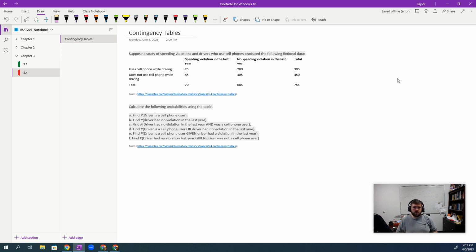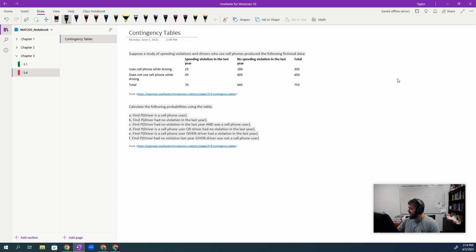Now we can use this two-way table to calculate probabilities. So first one, find P of driver is a cell phone user. So the probability that a driver is a cell phone user based on this study. Okay, where's the total number of cell phone users? Well, that's this row right here. They're split into speeding ticket or no speeding ticket, but the total is 305. Now, is the probability 305? No, remember, probability has to be between 0 and 1. We want the total number of cell phone users out of the total number of people in our study.